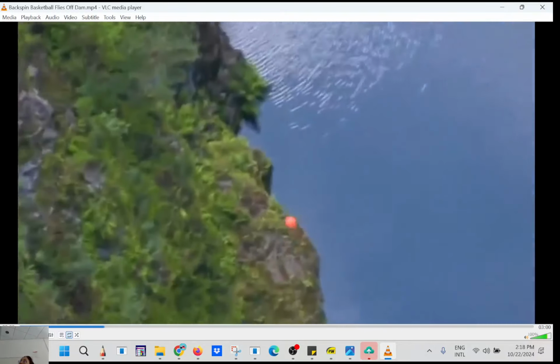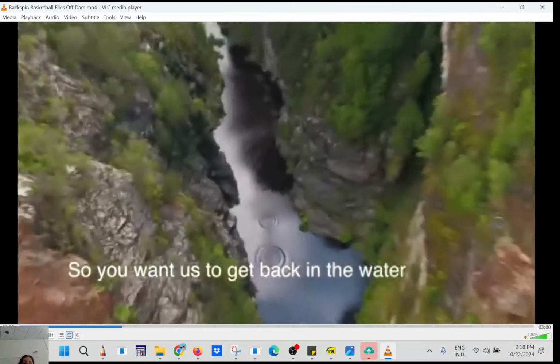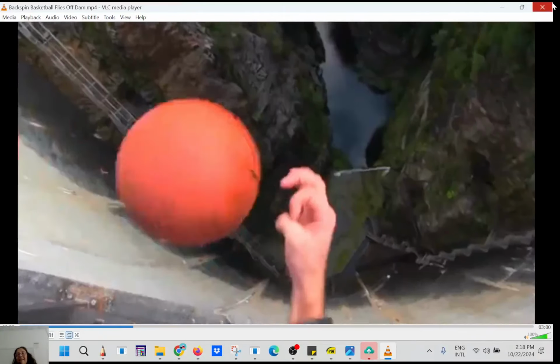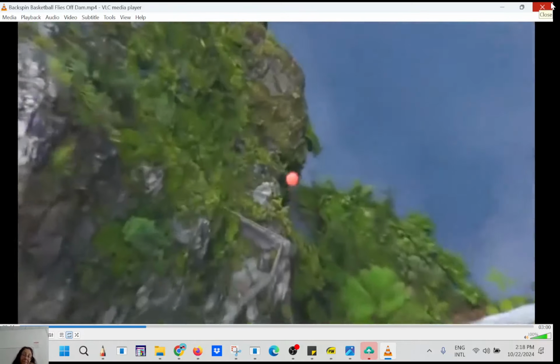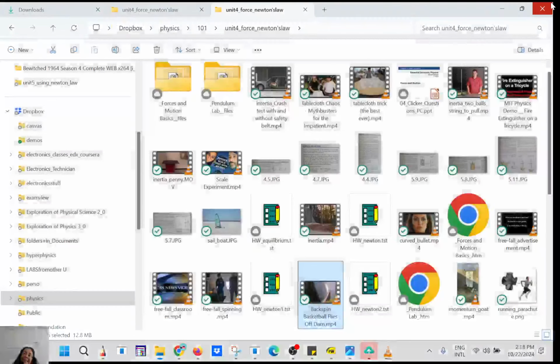Do you see how it's affected? For every action, you have an opposite and equal reaction. You want those to get back in the water, do you? This is Brett who just threw it. I literally just dropped it with a bit of spin, like I didn't even throw it and it just took off, like we had no idea that was going to do that.